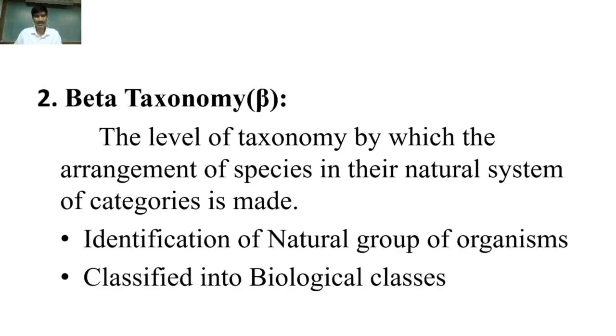Then the second level of taxonomy is the beta taxonomy. The beta taxonomy level arranges the species in natural categories. This type of arrangement is carried out by taxonomists, and it includes the identification of natural groups of organisms. Suppose we think about one butterfly. The taxonomy puts the butterfly in the specific order of insects. Similarly, it is classified into the biological class.